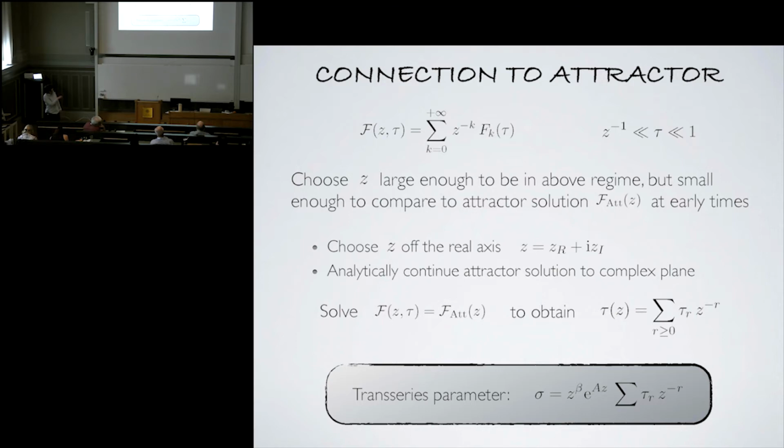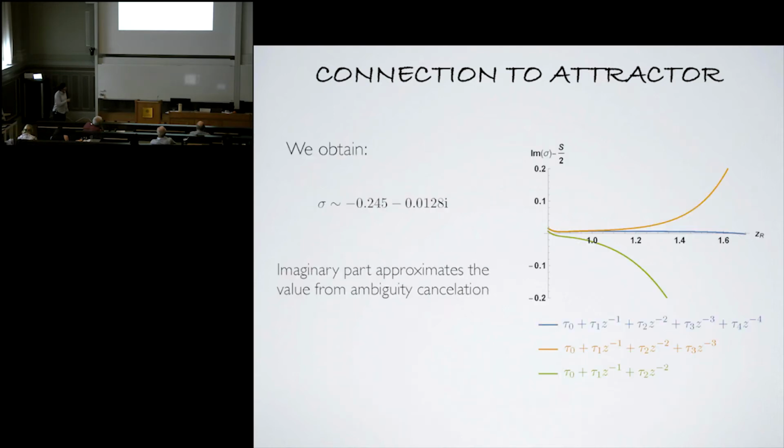And then comparing the two, I can get tau as a function of z, and with that, I get my trans series parameter as a function. So I fixed z to a particular value, and I can get my trans series parameter exactly like this. And this is the result, and I'm basically almost done here. So this is the value that I get with 4 terms here, that are 5 actually, because I calculate tau 0. And I just want to show you the difference.